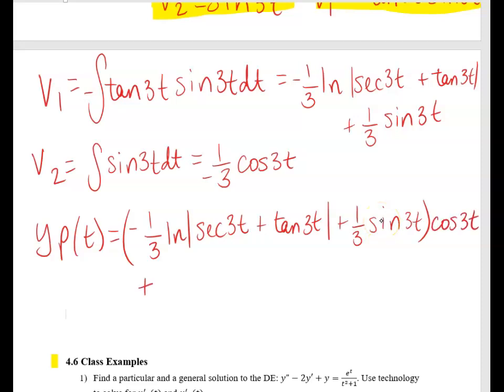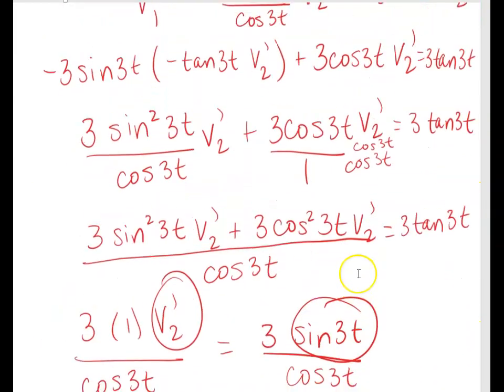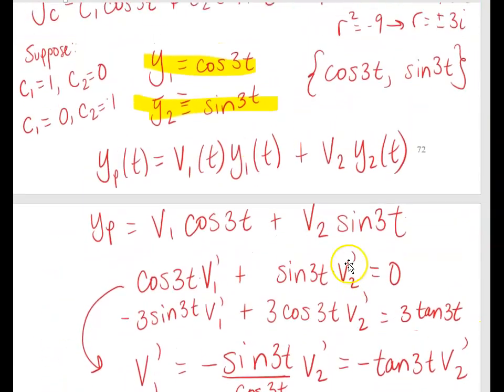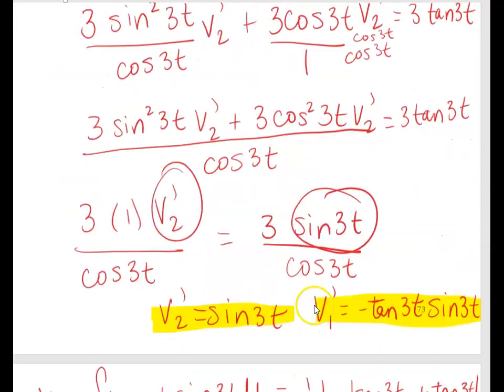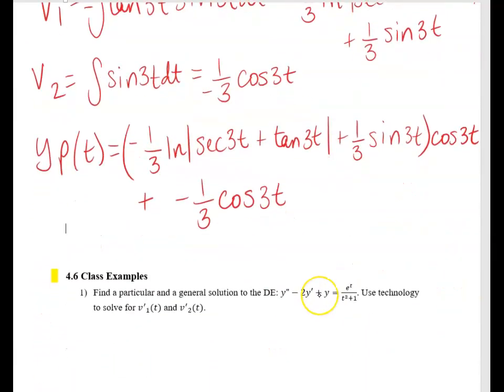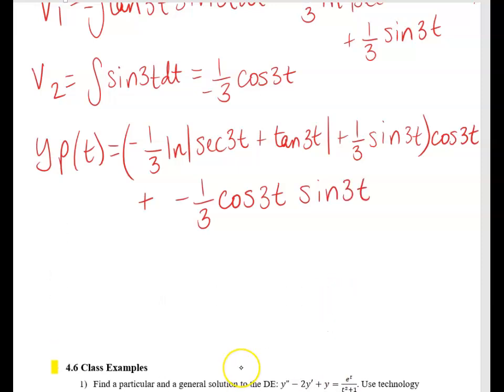And then plus v2, which is negative 1/3 cosine of 3t, times y sub 2, which is sine of 3t. So we have negative 1/3 cosine 3t sine of 3t. And so this is the particular solution if we were asked to find that.